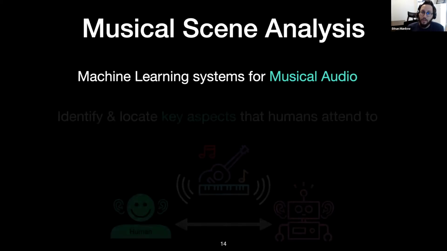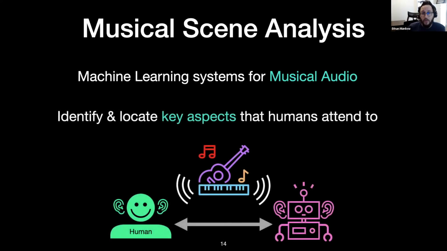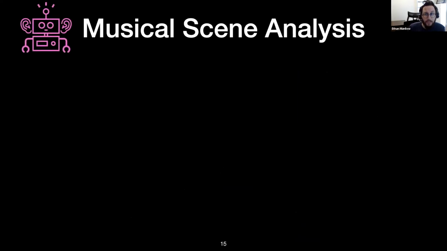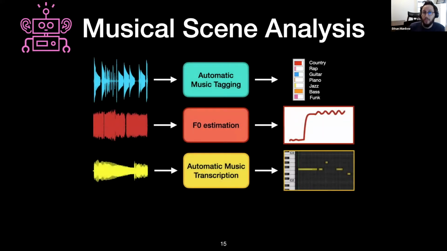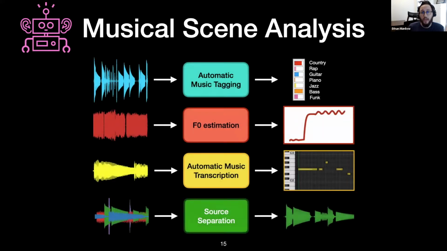And to that end, the goal of this field is to identify and locate these key aspects of music that humans attend to when they listen to songs. So some common musical scene analysis tasks include things like automatic music tagging, fundamental frequency estimation, automatic music transcription, and source separation. Later in the talk, I'll discuss one transcription project and two source separation projects, and I'll give more details about these tasks when I get to them.